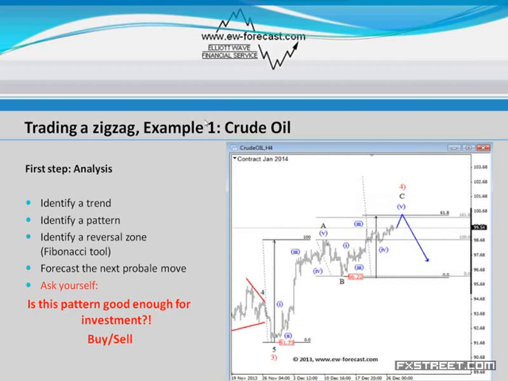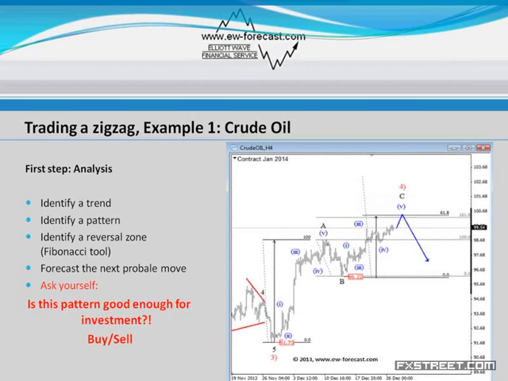On crude oil here, always when I'm looking for a trading setup, I of course first want to identify a trend, the larger trend. I don't have this chart here, but as you know, if you check at your broker, the larger trend for crude oil was down, and is actually still down. So my interest is to look in the direction of the downtrend.